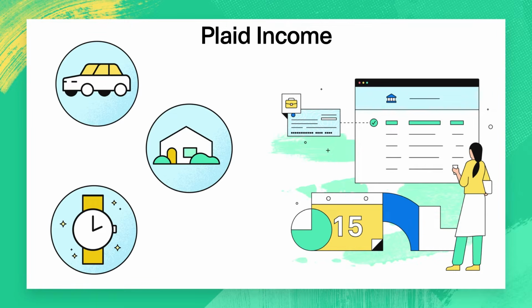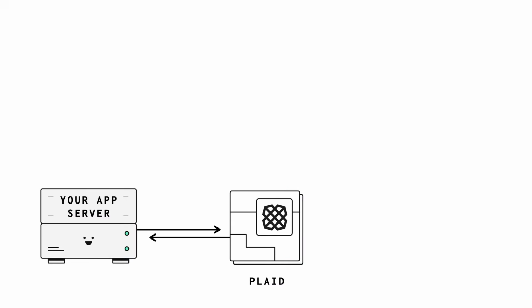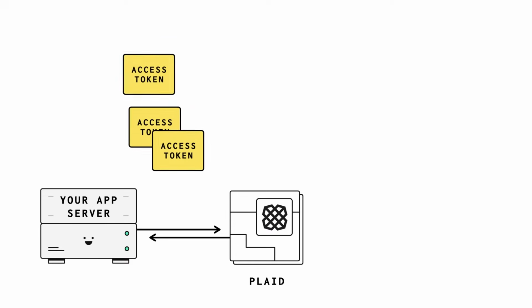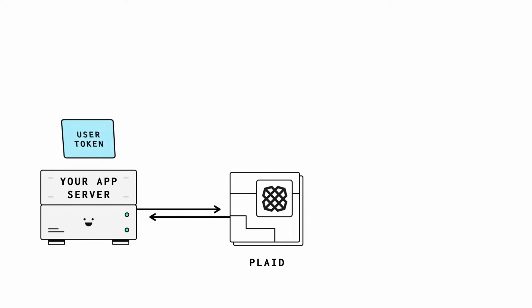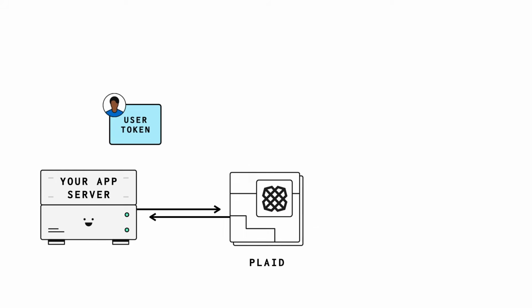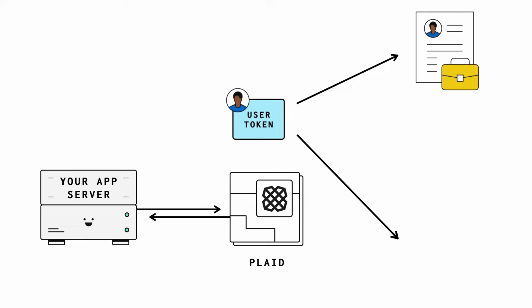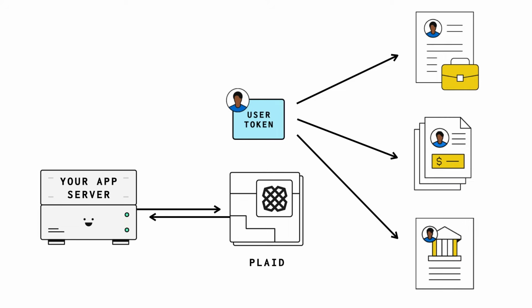To get started with Plaid income, you should know it works a little differently than most other Plaid products. With other Plaid products, you typically have multiple access tokens per user. Each access token is associated with a different financial institution. With Plaid income, you have user tokens instead. You'll only have one user token per user, and as you add more income sources, whether that's through payroll providers, banks, or uploaded documents, those all get associated with that single user token.